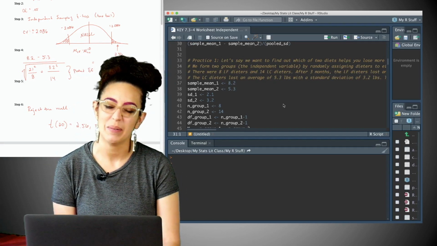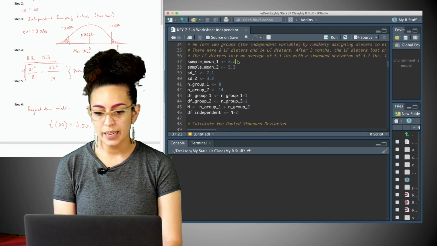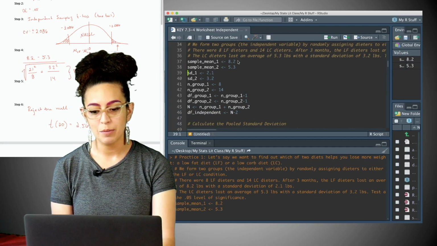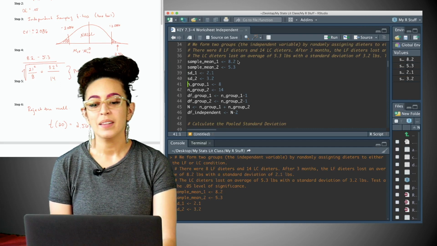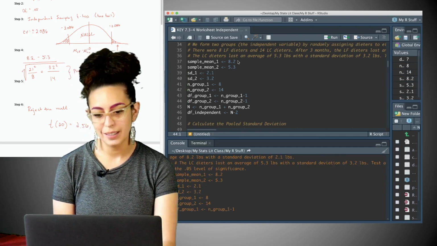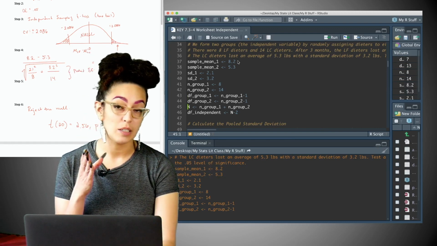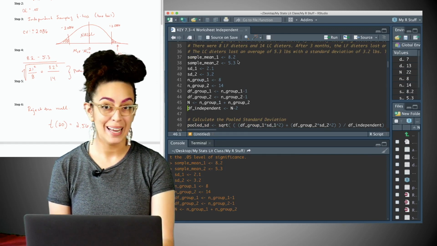Let's just keep going. Okay, so we have a lot of stuff we have to put in. The sample mean for group 1, the sample mean for group 2, standard deviation for group 1, standard deviation group 2, the number of people in group 1, number of people in group 2, degrees of freedom group 1, degrees of freedom group 2, big N, which is the number of people in group 1 plus number of people in group 2, and the degrees of freedom, which is big N minus 2.